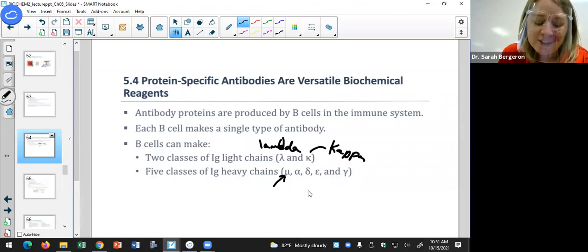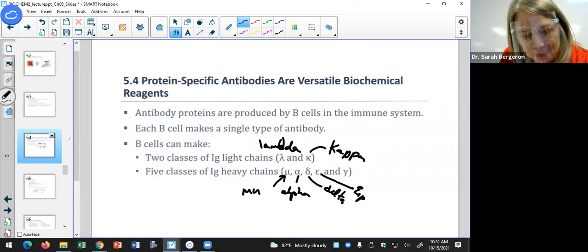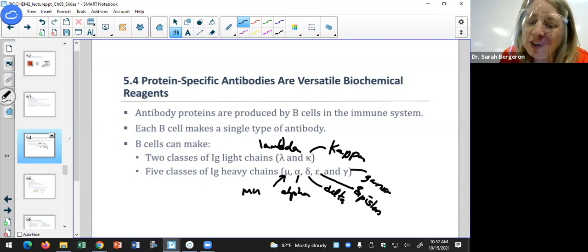Okay, so how about these? So you have 5 classes of heavy chains. Heavy chains, we have mu, alpha, delta, epsilon, E, and then gamma. Have you ever heard that when people talk about antibodies?